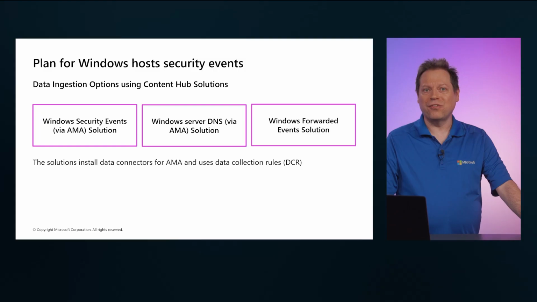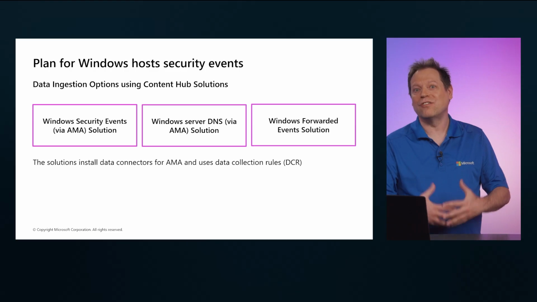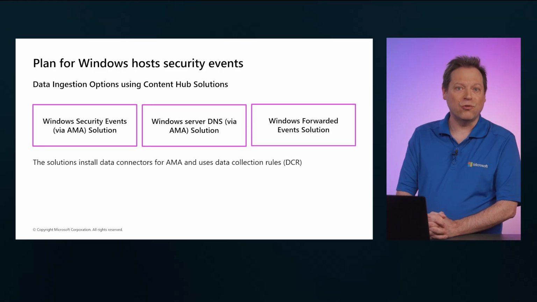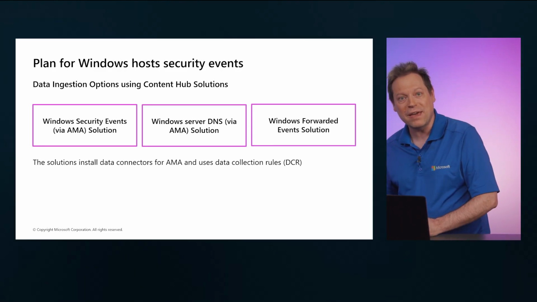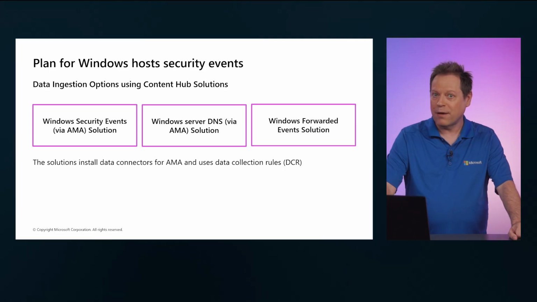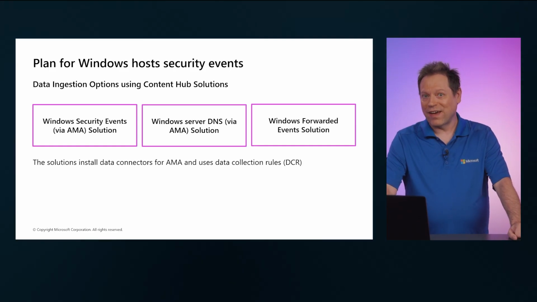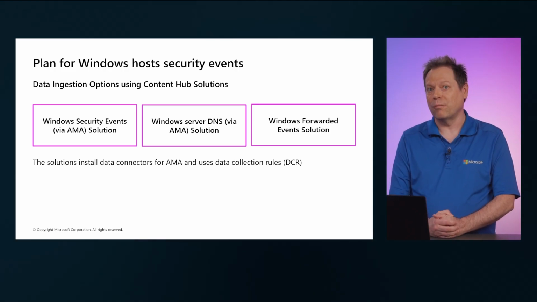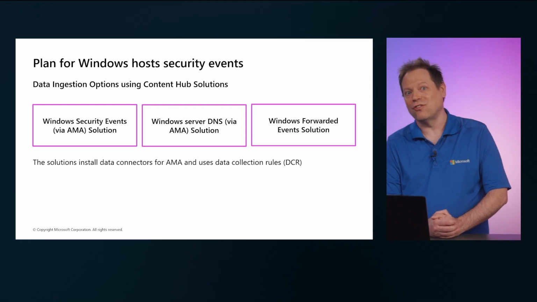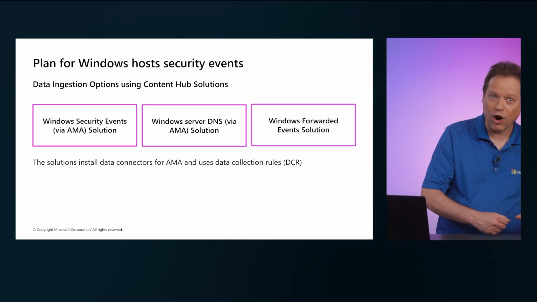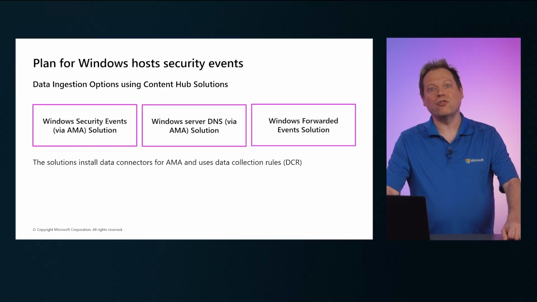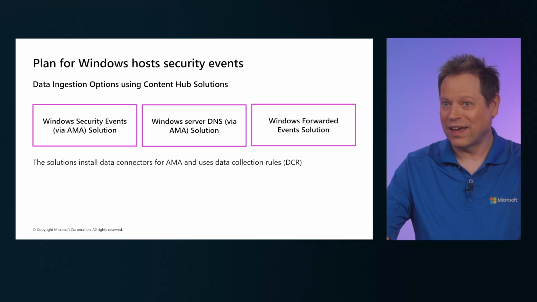When you plan Windows security event ingestion, you'll typically use the Content Hub solutions as part of your entry point. Common solutions include the Windows Security Events via AMA, Windows Server DNS via AMA, and Windows Forwarded Events. These solutions install the required data connector from the Azure Monitoring Agent and use data collection rules, DCR, to define what gets collected. And just as a quick reminder, AMA stands for Azure Monitoring Agent.